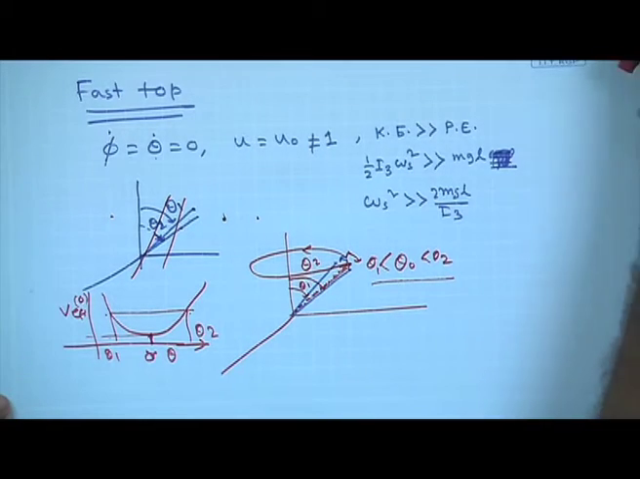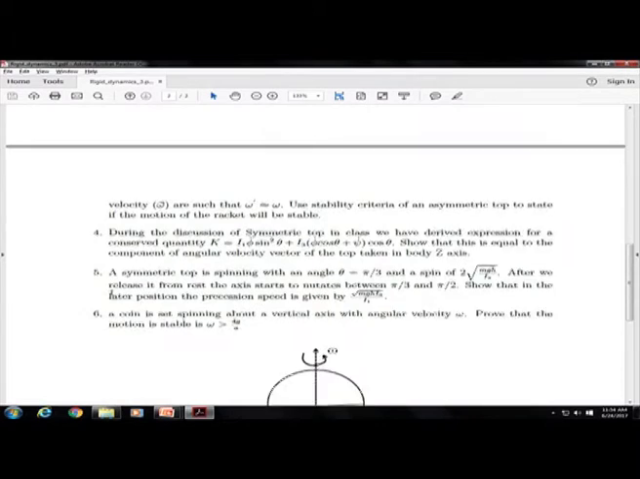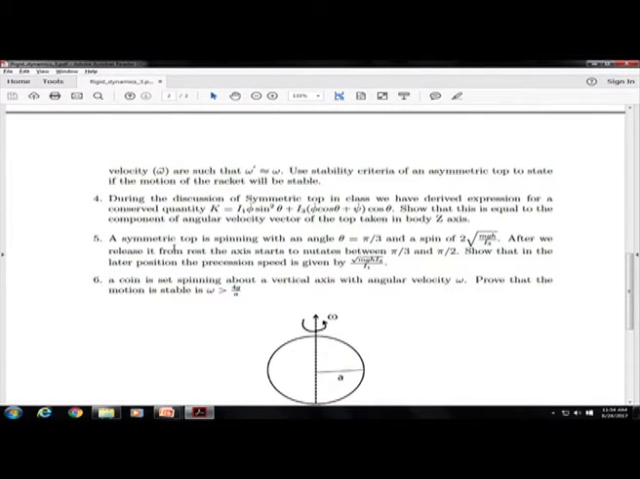So, we are not doing any mathematics for this fast top case, and now let us follow the problem set and do some problems. We have 3 more problems in the set. The first problem is what we have already solved. We have to show that the constant k is actually the z component of the angular momentum of the top, in the space z axis, I will correct it. Which we have already done, so there is no need for that.